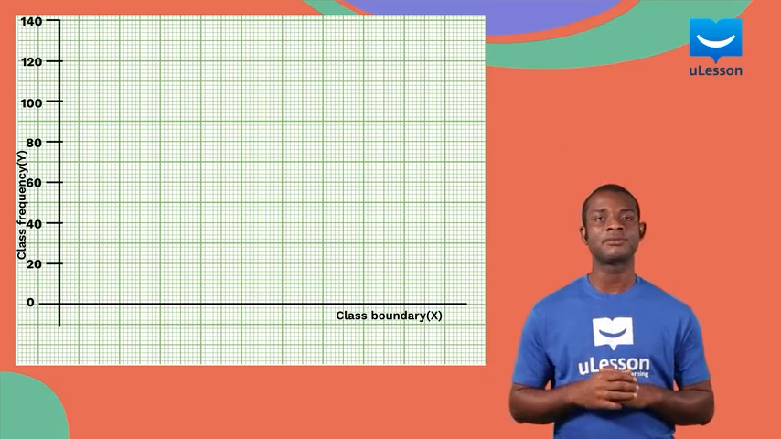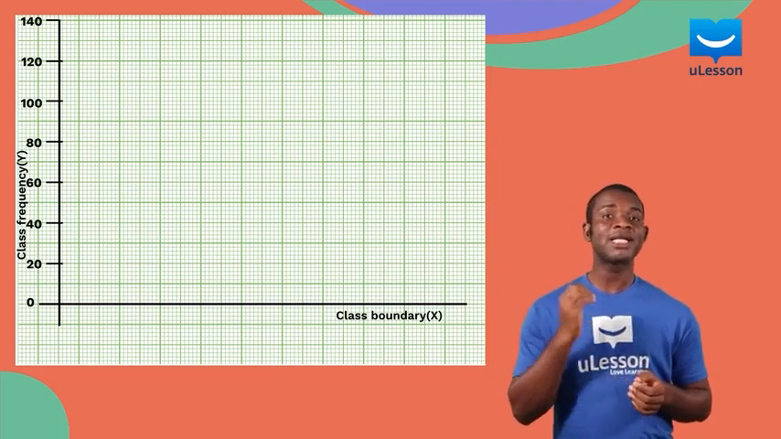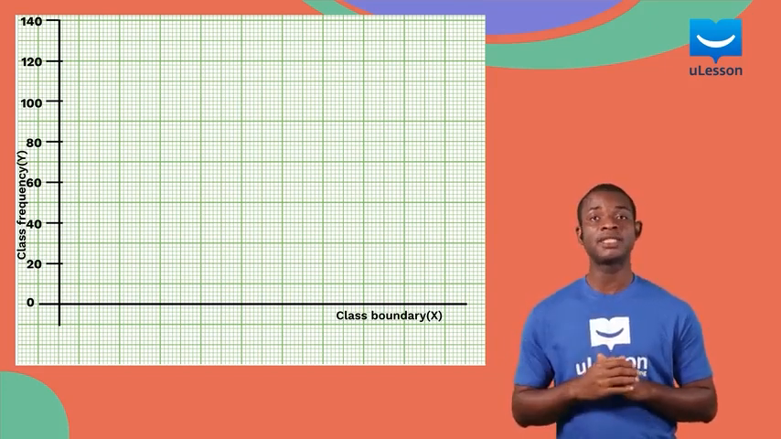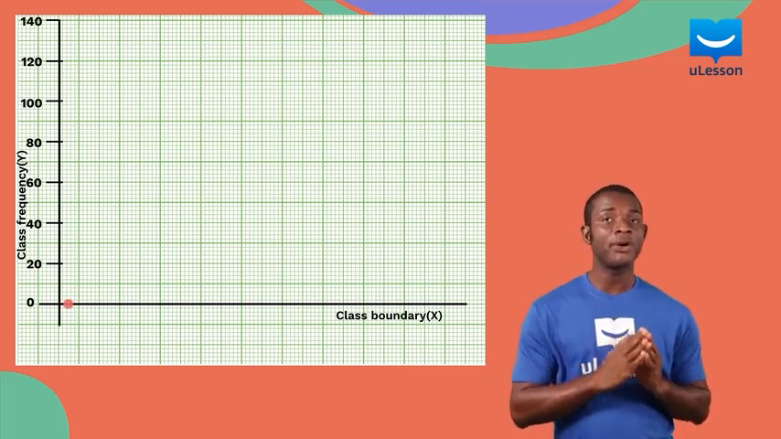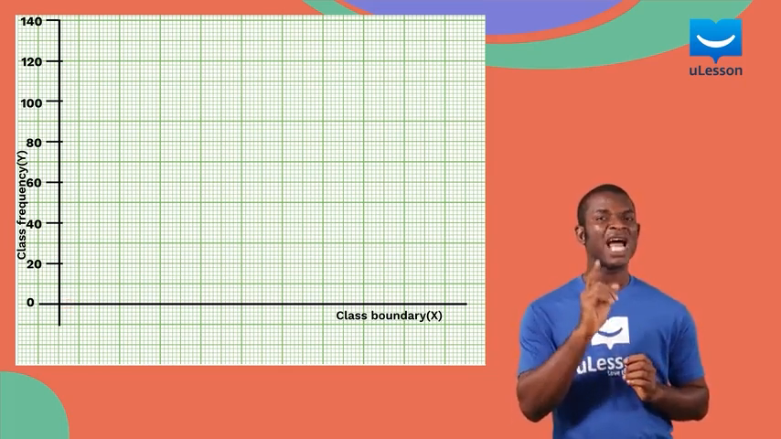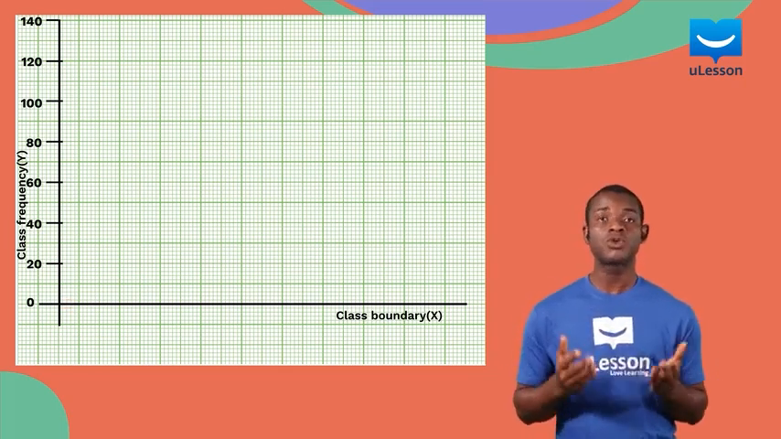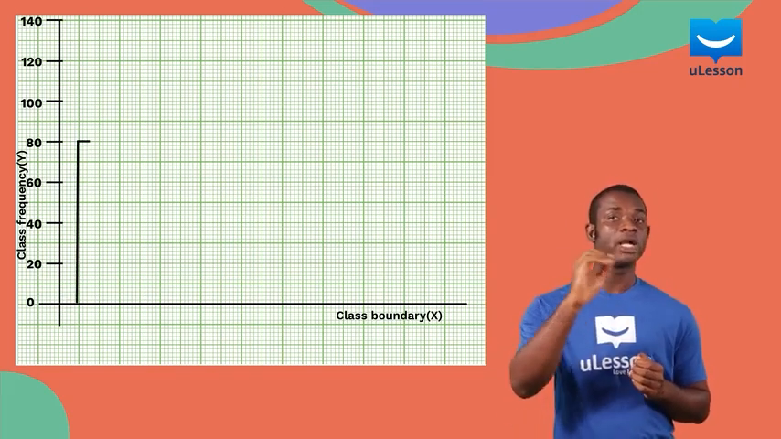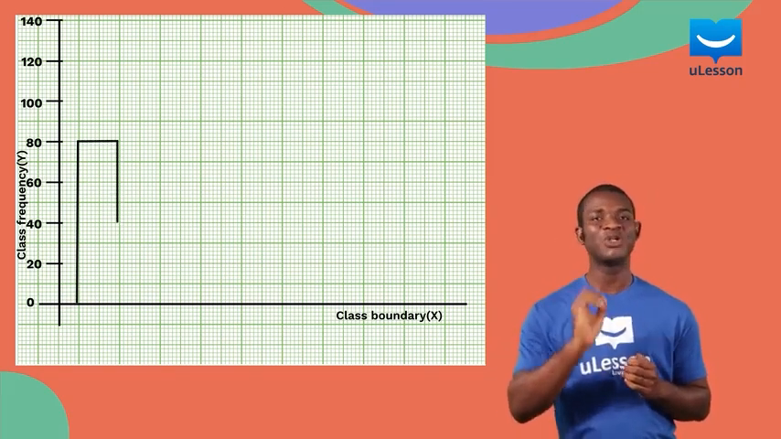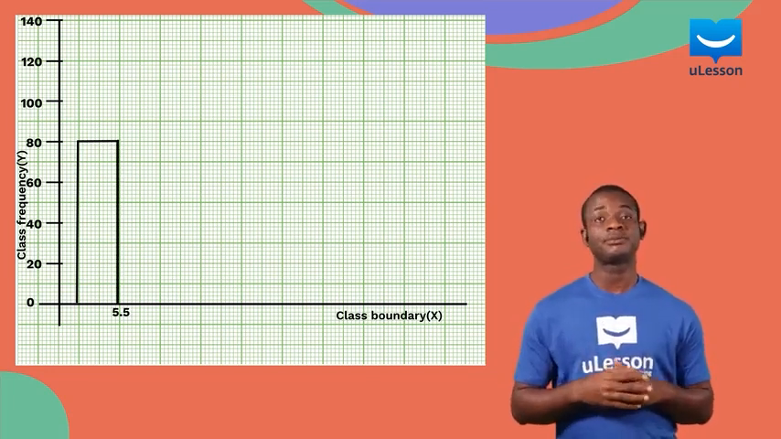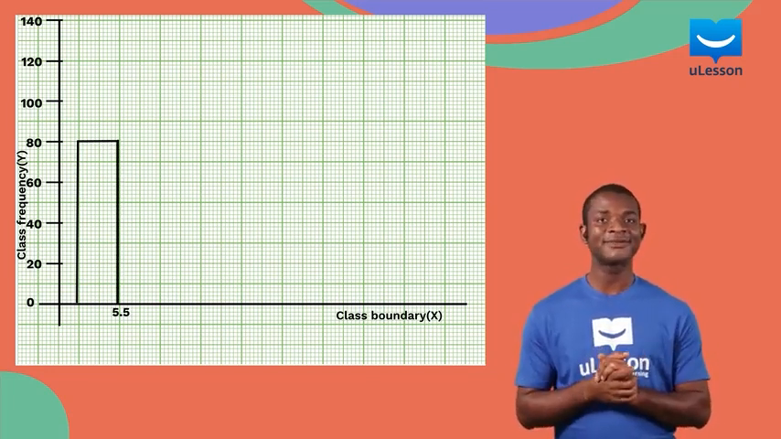Hence, for the first class with upper boundary 5.5 and a frequency of 80, we leave a small gap on the horizontal axis because the lower boundary is 0.5 and not 0. So, we draw the line up to 80, then the width, and then back to the horizontal axis, and label with the upper boundary. That was easy, wasn't it?